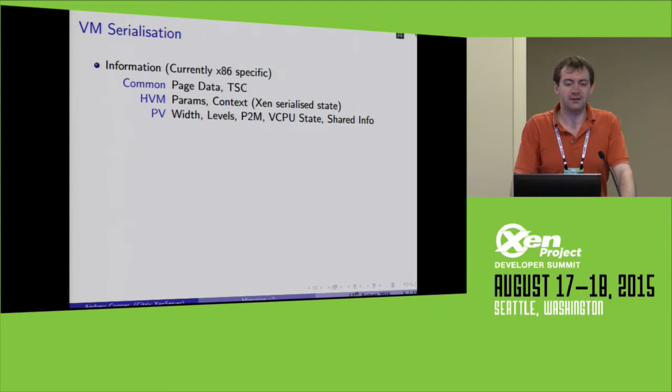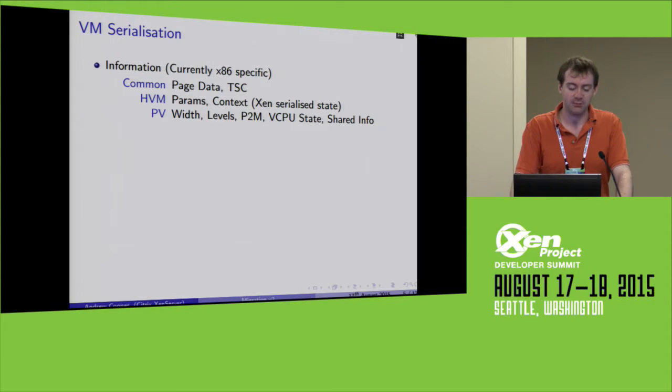The Xen blob has a load of architectural state and the various devices that Xen emulates, so the virtual local APIC, virtual IO APIC, virtual HPET, and stuff like that. That's essentially a blob of data you hand back to Xen, and Xen deals with it. PV guests are a little bit more complicated.